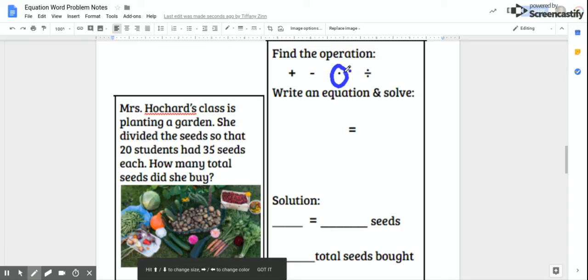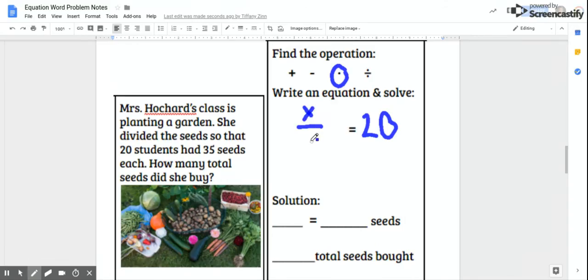which means in our equation, we're going to have to use a division because you have to use the inverse. So we know she has 20 students, so we're going to put that over here. What we have to find is the amount of seeds. So we're going to do x divided by, and I'm going to use the fraction bar, 35.